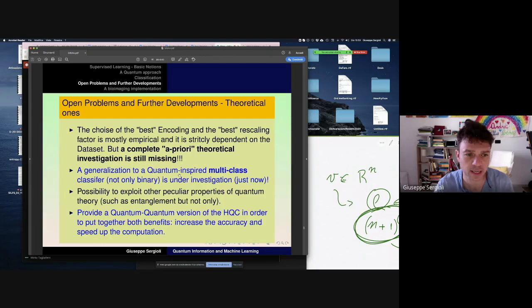Another thing, we exploited only some properties of quantum formalism, the mixed state, for instance, or the tensor copy, but we didn't use, for instance, entanglement or other properties of quantum formalism. And maybe there is a way to gain more benefit from other properties. And finally, provide a quantum version of the quantum-inspired classifier. It is not a contradiction at all. It is just a way to say that it's possible to take this algorithm that we introduced and apply it in a quantum computer in order to merge together both benefits.